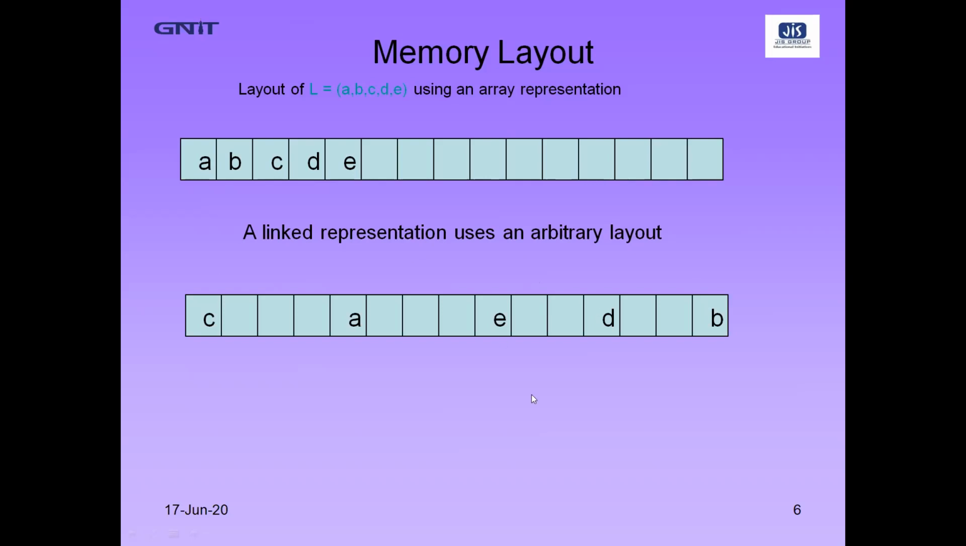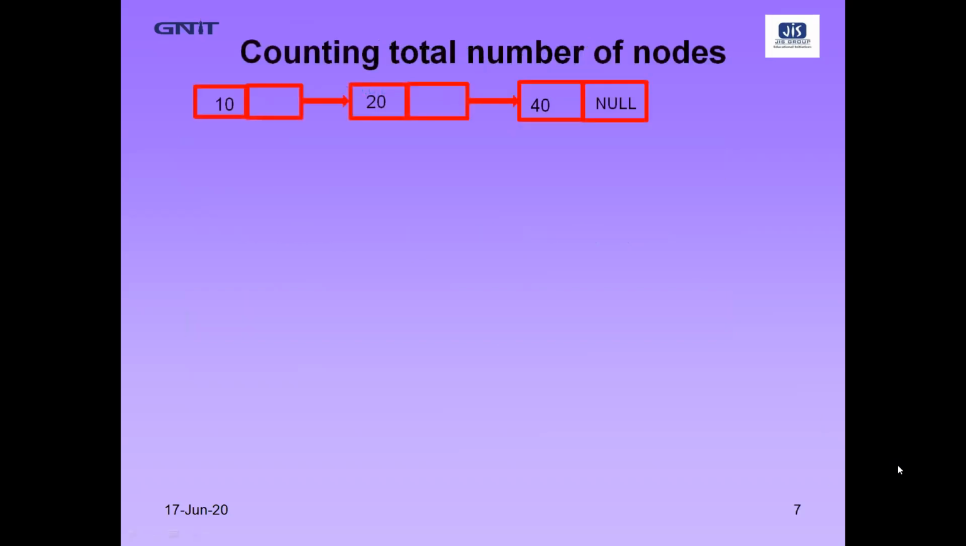So in this way, we access the elements in a singly linked list, right? So in other words, when we consider the linked representation, we are using the arbitrary layout, right? Now in the next slide, we consider counting the total number of nodes using a linked list, right? In this example, we have 3 nodes, right?